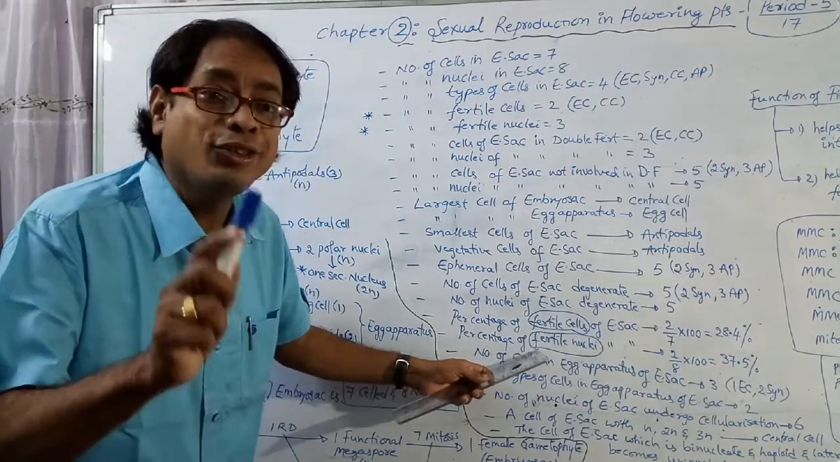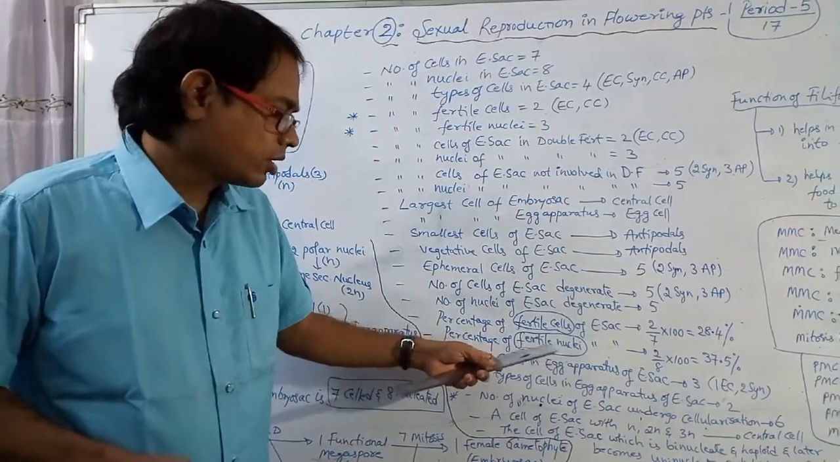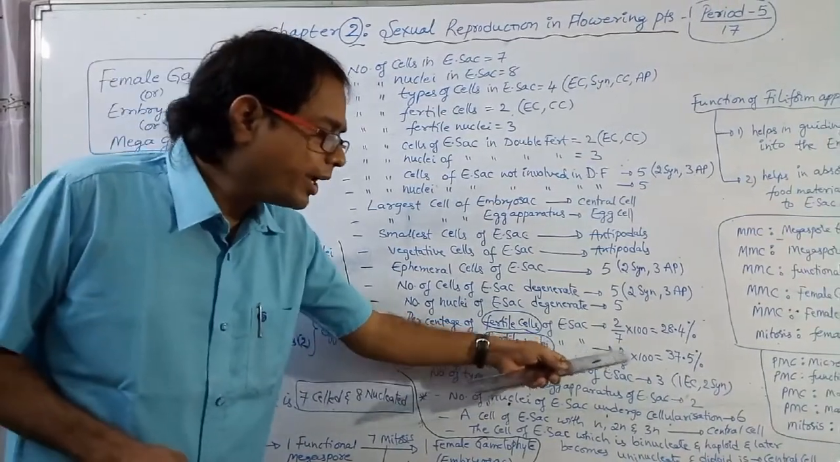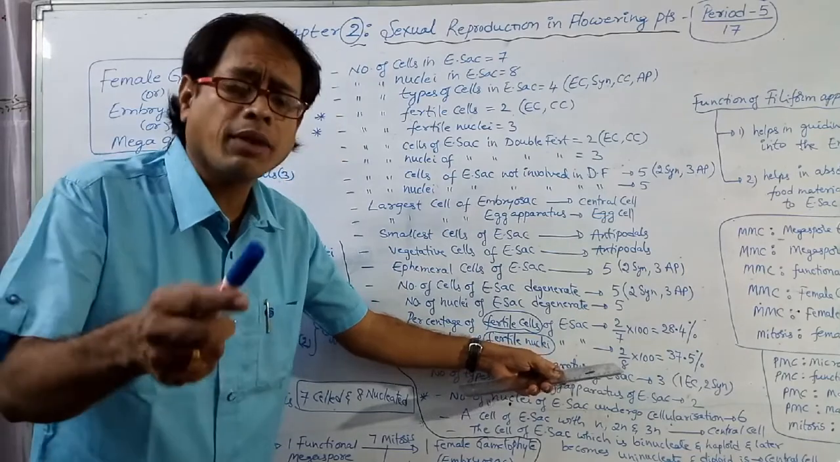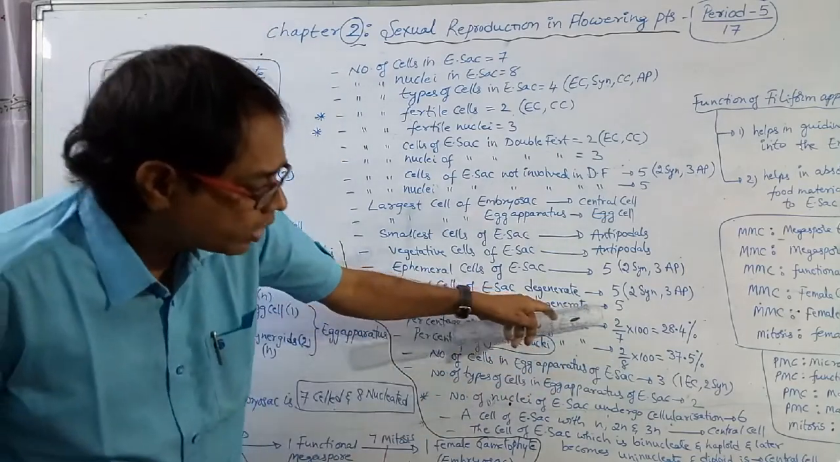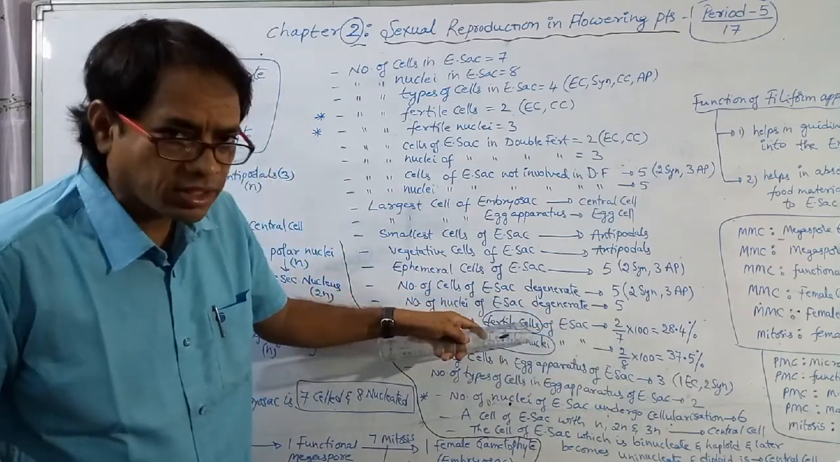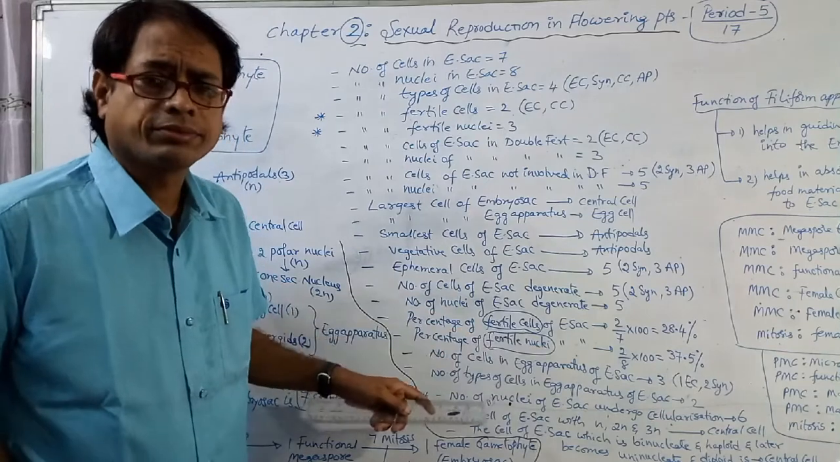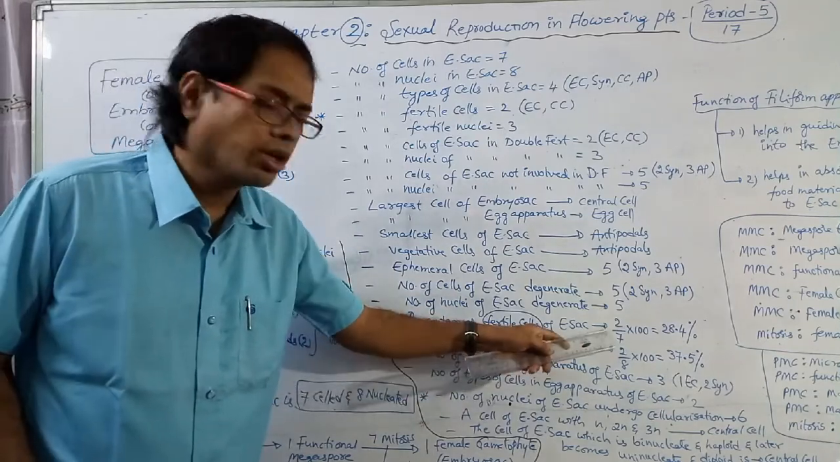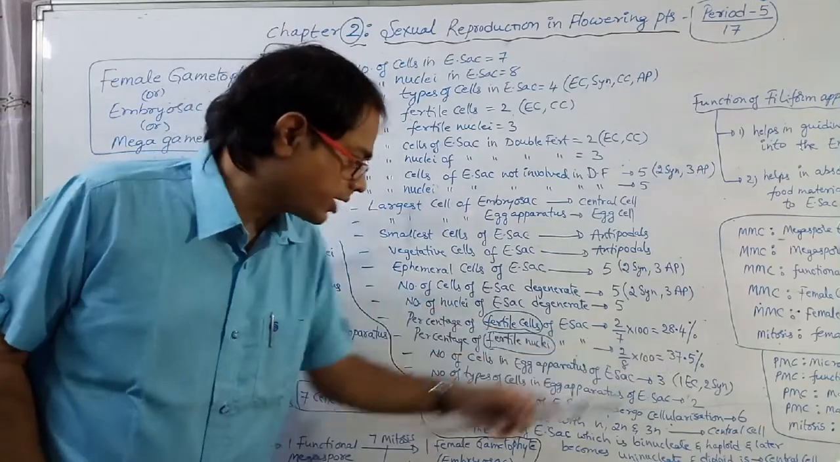Percentage of fertile nuclei, I am asking. Fertile nuclei means 2 by 8. Why are we taking the total number of nuclei in the embryo sac? How many? 8 nuclei. So try to remember, don't confuse. Percentage of fertile nuclei means 2 by 8 into 100, that is equal to 37.5%.